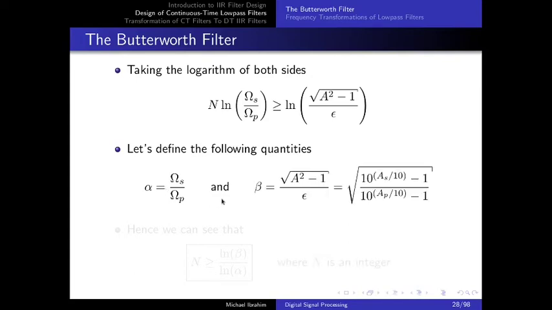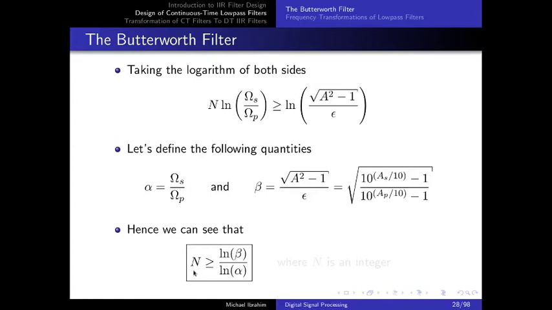And we will define another quantity which we'll call beta. It's basically the square root of A squared minus 1, over epsilon. And using the previous equations we have, we can relate A to A_S and epsilon to A_P. So if we employ the previous equations we have seen before, we will find that beta is equal to the square root of 10 to the power A_S over 10 minus 1, over 10 to the power A_P over 10 minus 1.